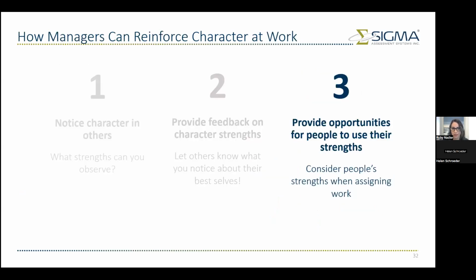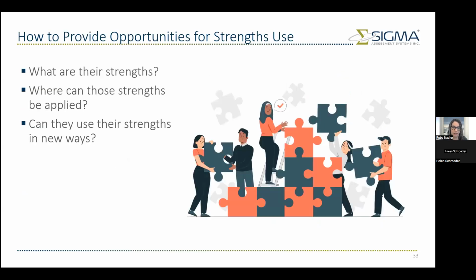And the third thing to do is to provide opportunities for people to use their strengths. Once you have noticed and observed people's character, reflected on it, and started to provide feedback on it, it's also helpful to think about how people can use their strengths more at work. The reason is that there is so much research on the benefits of doing this. Again, this is something you can apply to yourself.